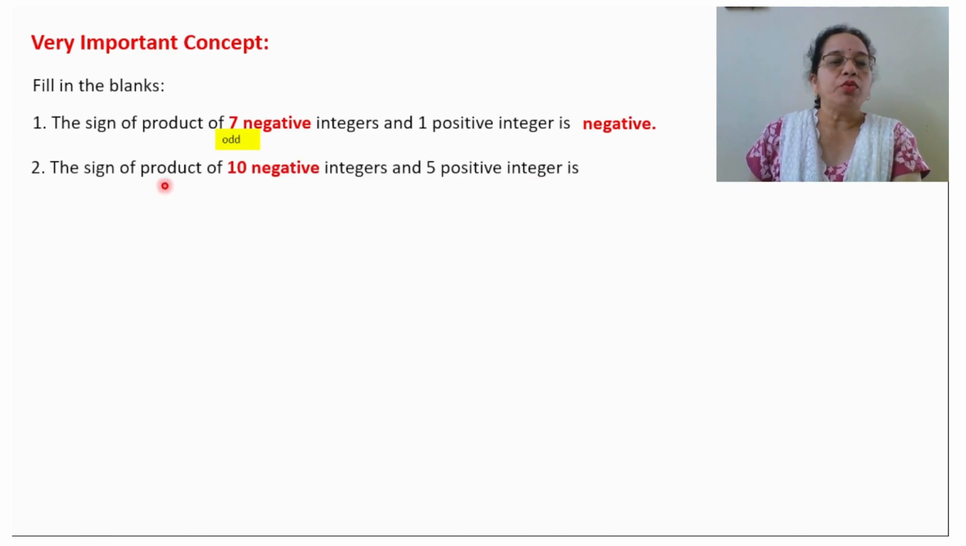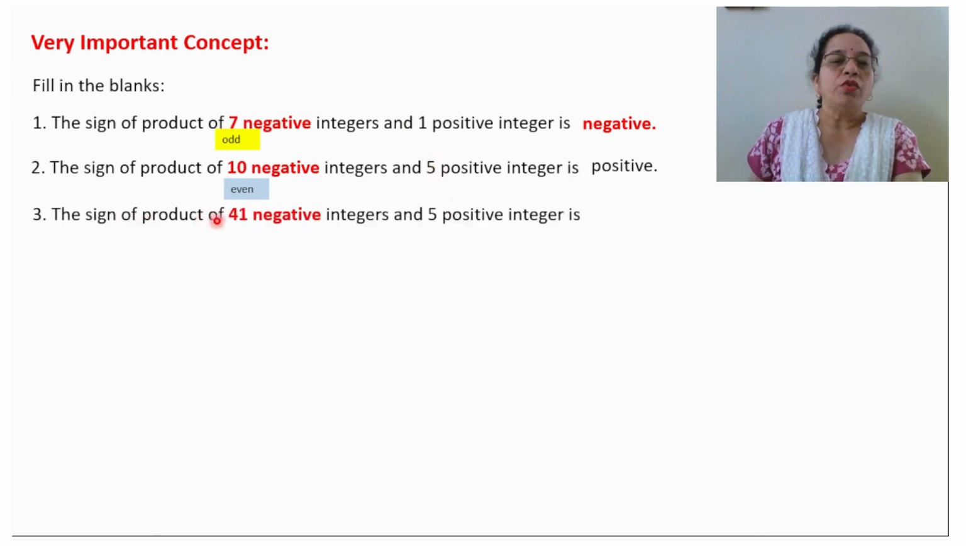The sign of the product of 10 negative integers: the number of negative signs is 10. 10 is an even number. Even number means the answer will be positive. We observe only the negative numbers; we do not observe the positive signs.